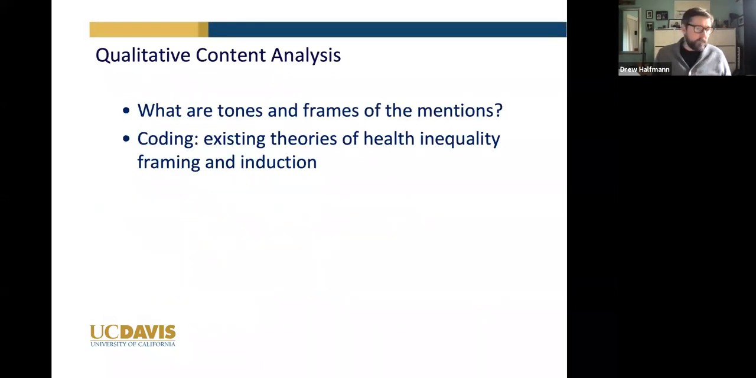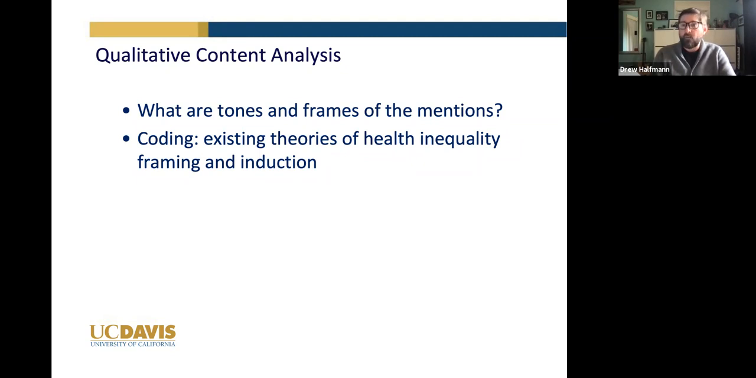Okay, so a few more minutes left. So I'll end by talking a little bit about the qualitative part of the study. I won't go into great depth here, but you can look at this as more of an advertisement for that part of the study. In this part, I ask what are the tones and the frames of the mentions that the presidents make. The coding here is, I use existing theories of health inequality framing to help me think about what tones and frames I might see, but I also use induction to try and discover such themes.